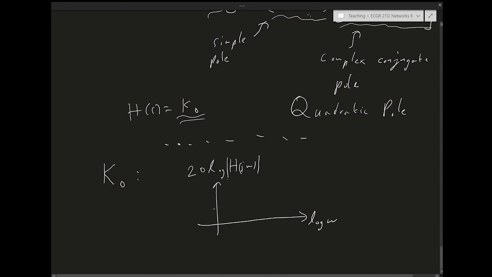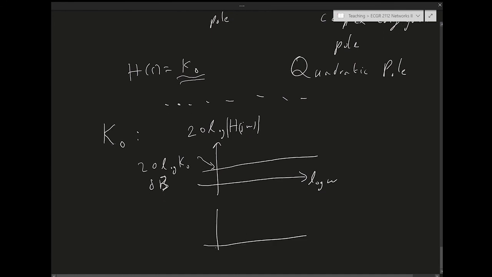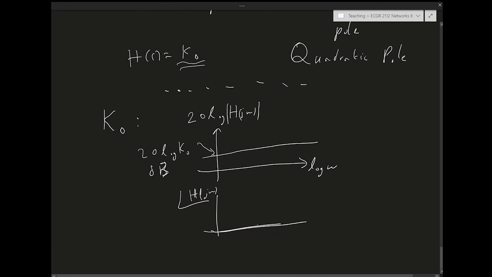So let's assume we have the simple case where H(s) is just a constant. Well, that's easy. The magnitude is just k. So this is going to be a constant, and the value of this constant is going to be 20 log k0 dB. That's it, right? And what about the phase? The phase of H(j omega) in this case is going to be 0, right? 0 phase with respect to log omega, because the constant has a phase of 0. So this is the Bode plot for a constant.